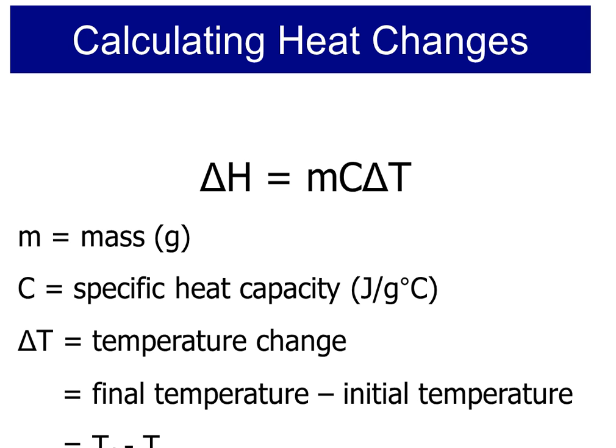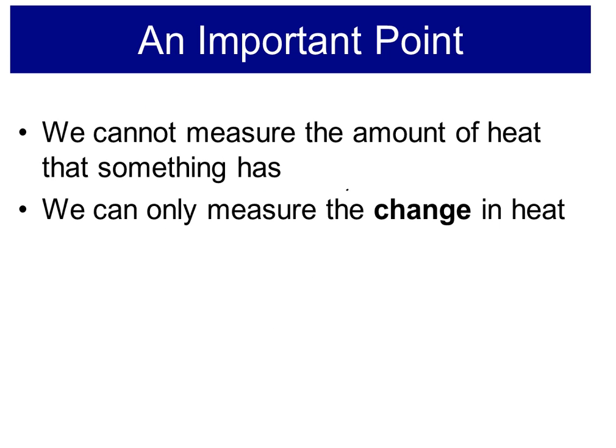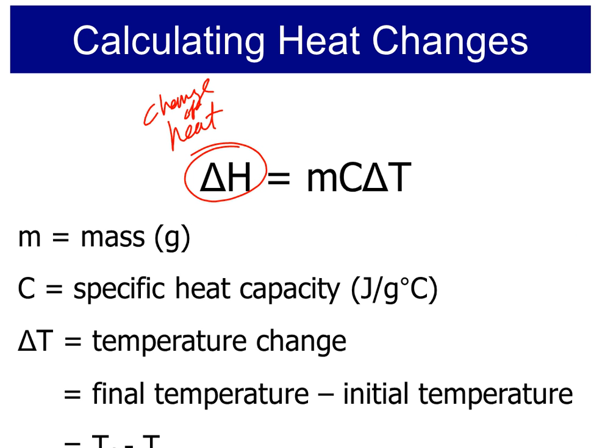The formula that we're going to use is ΔH = mcΔT. This ΔH means heat. Delta, a little triangle, means change. So I'm really looking at the change of heat, because remember, I said I can only measure the change in the heat. Change in heat is equal to the mass times the specific heat capacity.